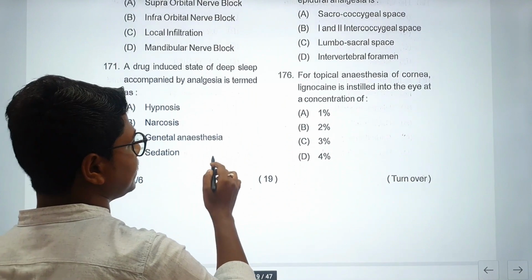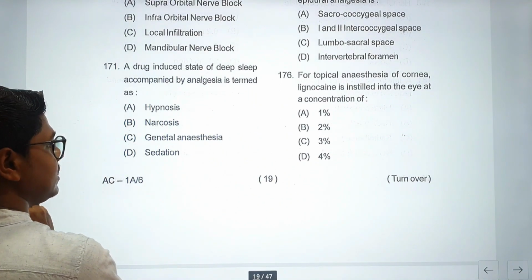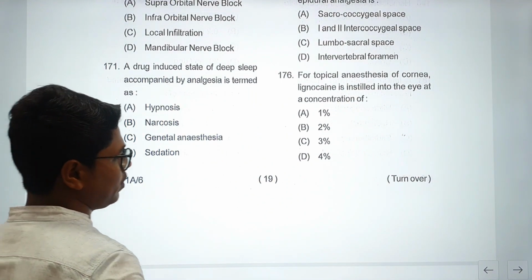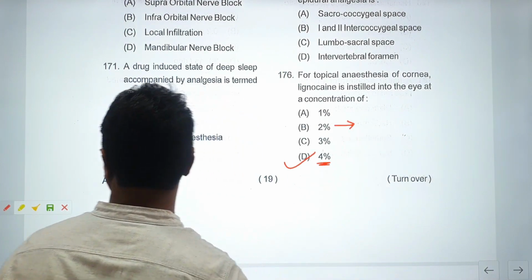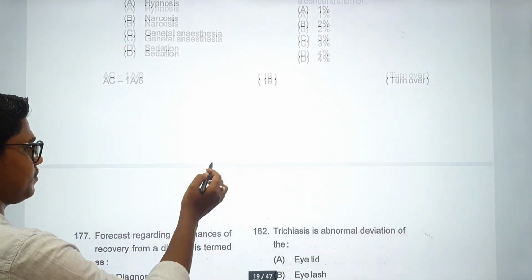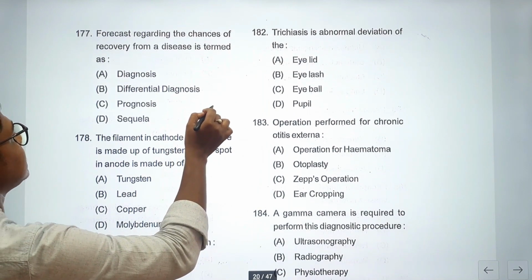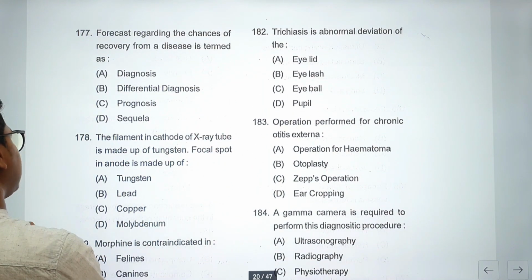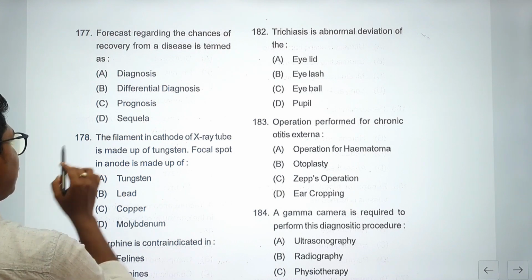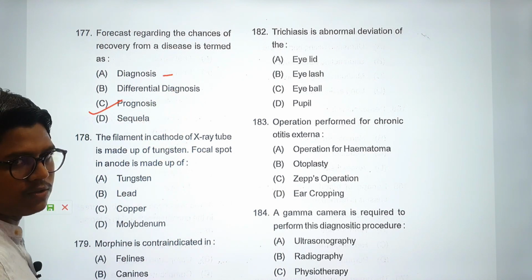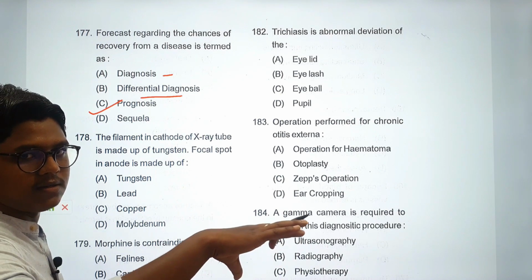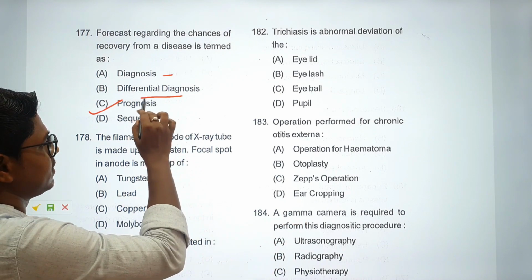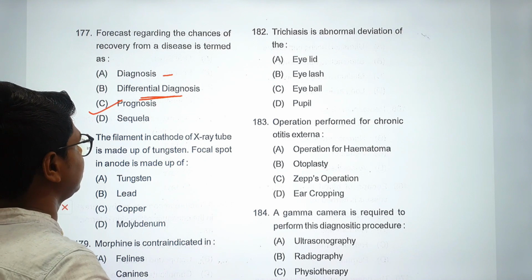176. For topical anesthesia of the cornea, lignocaine is instilled at a concentration of 4%. Usually the availability is 2%, but for the eye it is used as 4%. Forecast regarding the chance of recovery from a disease is termed as prognosis. Diagnosis is basically the method to diagnose a disease. Differential diagnosis means when there are similar signs and symptoms, so differentiating between the diseases is known as differential diagnosis.